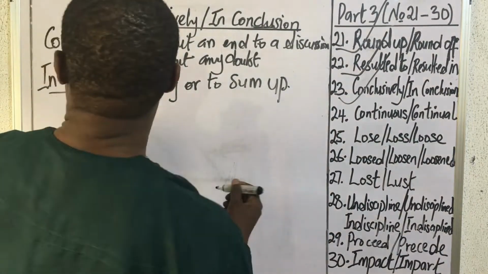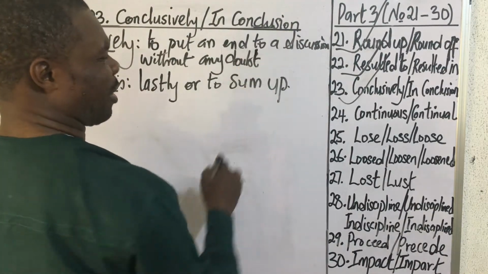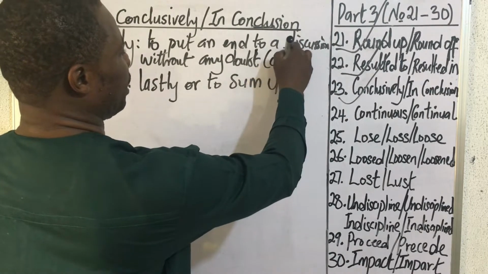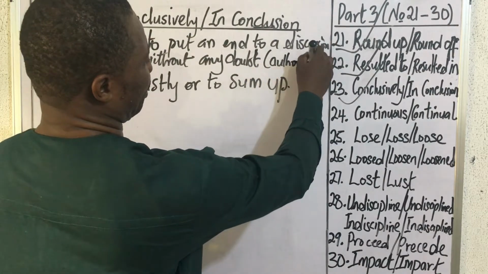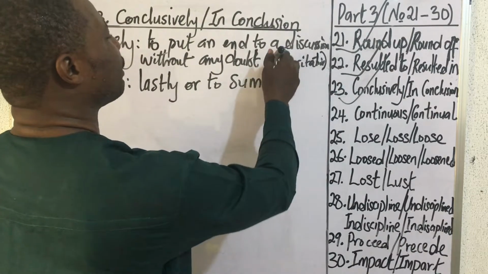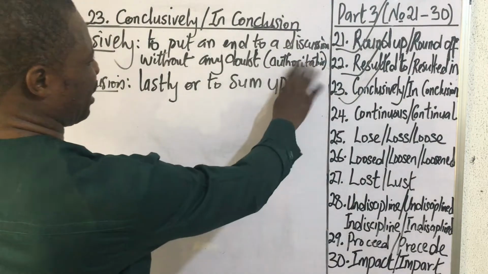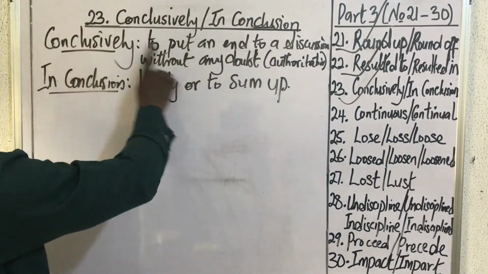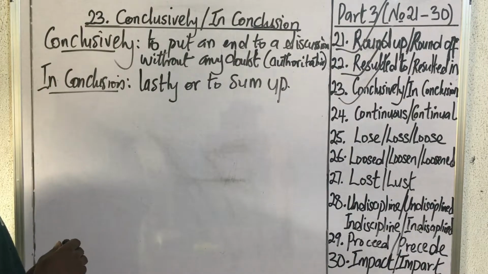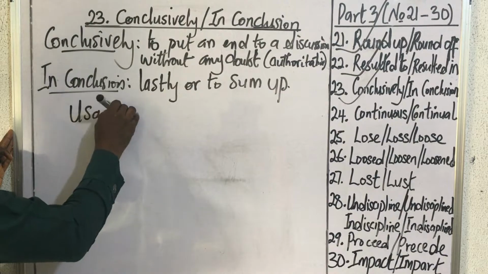The problem is that this first word sounds a little bit autocratic, sounds a little bit too authoritative. So in most cases, it is not well tolerated. Conclusive is not well tolerated in everyday English. Now let's look at how to use these words in everyday English.